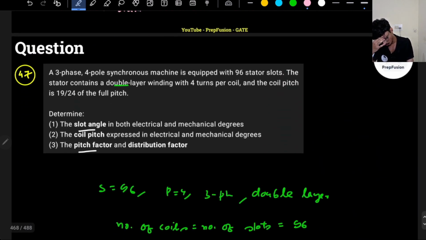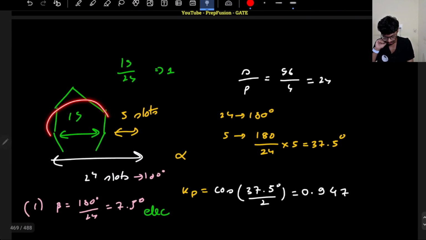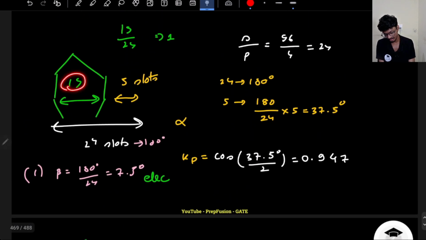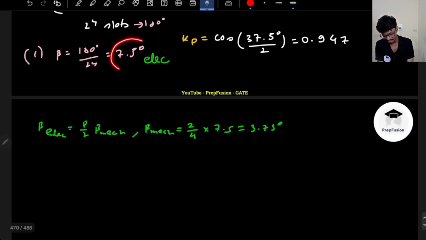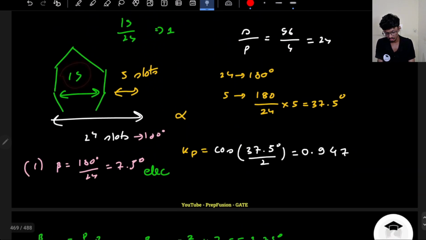Second part is the coil pitch expressed in electrical and mechanical degrees. Coil pitch, they are telling me coil pitch. So what is the coil pitch basically? So coil pitch will be, I have 19 slots in 24 slots. Okay, so how much degrees is each coil covering? That is what I want to know. I know the amount of degrees each slot covers. Each single slot will cover 7.5 degrees. So 19 slots, because the coil pitch is 19, so 19 slots will cover.